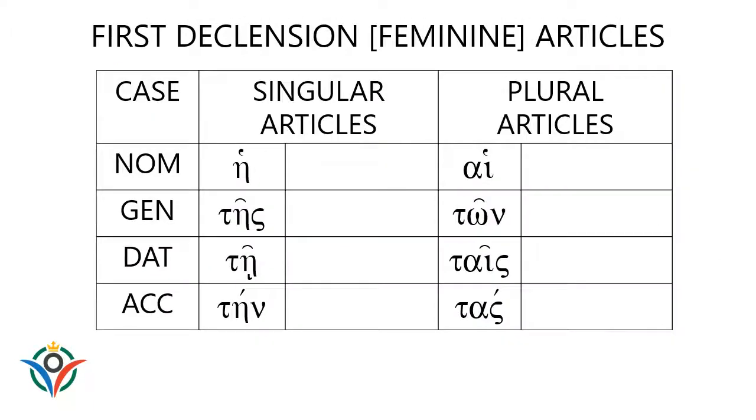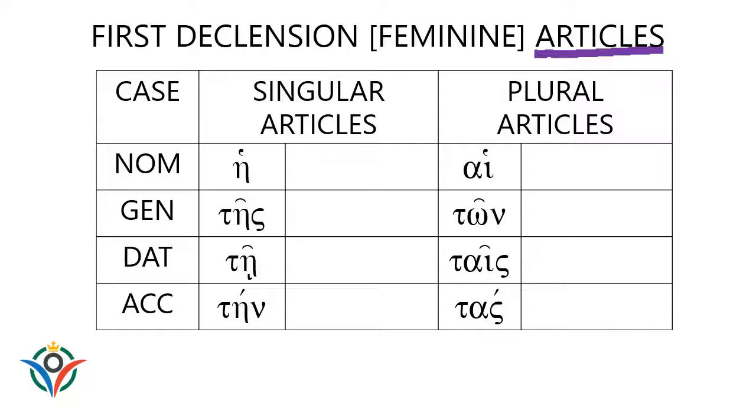Now, before we look at the various examples together, I want to introduce you to the first declension articles. The reason for this is because the articles always accompany the first declension nouns. And the articles are consistent and do not change. So if you memorize the articles, it'll make the declining of the various patterns a lot easier.